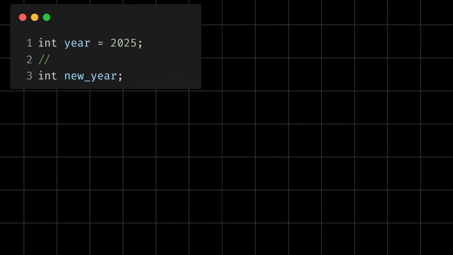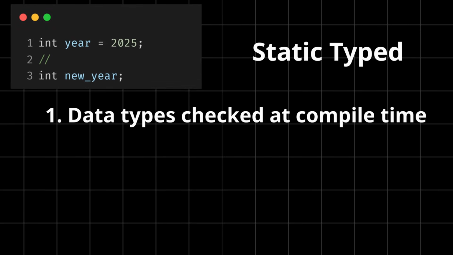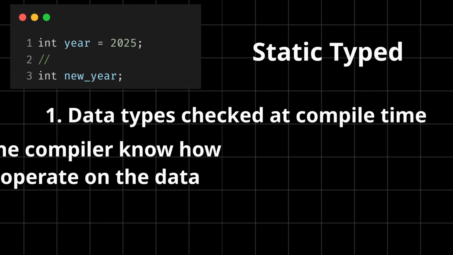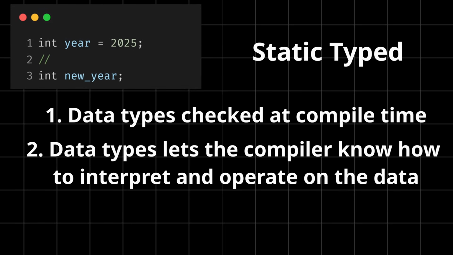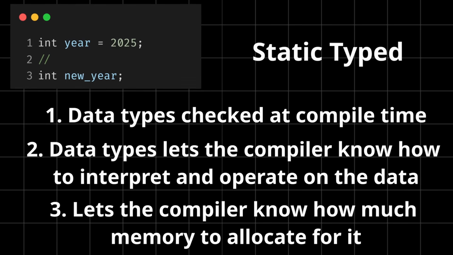Now, let's focus on the data type a bit more. C is what's known as a statically typed language, meaning that every variable needs to have the data type it's meant to hold, explicitly declared and checked at compile time. The data type lets the compiler know how to interpret and work with the data, what operations can be done with it, and how much size it needs to allocate for the variable.